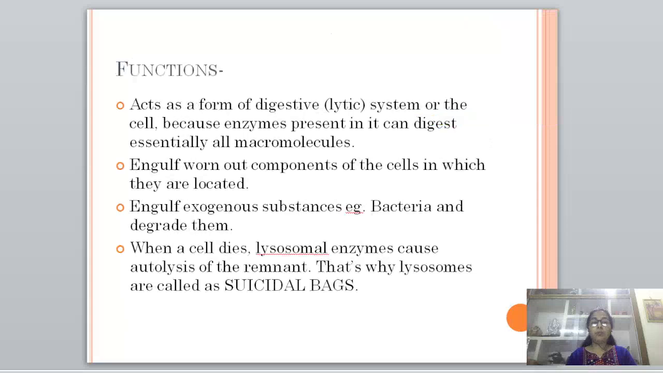Now the function of lysosome: it acts as a form of digestive system of the cell, because the enzymes present in it can digest essentially all macromolecules. It engulfs the worn out components of the cells. It engulfs exogenous substances like bacteria and degrades them. Now when a cell dies, the lysosomal enzymes cause autolysis of the remnant. The remnant remains in the cell, in the cytoplasm. The lysosome digests all of it. So that is why lysosomes are referred to as the suicidal bags.